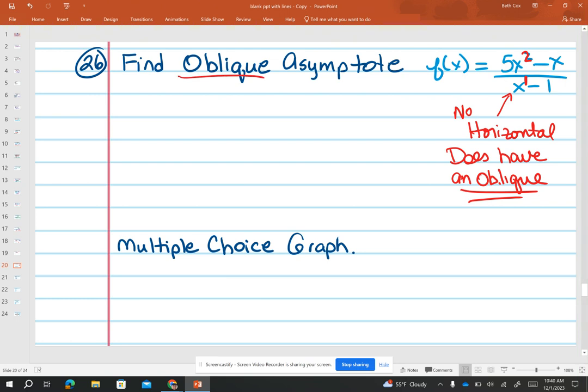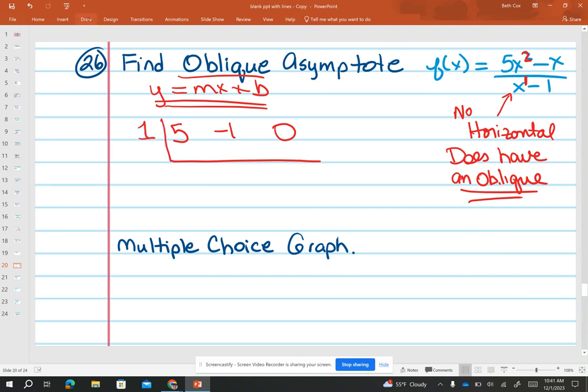We do synthetic division or long division, depending on the situation. We are going to do synthetic, because an oblique asymptote is a slanted line. A slanted line is going to look like y equals mx plus b. So let's do our synthetic division. 5, -1, 0. You forgot about that. And we're going to divide by +1. Forgot about that too, didn't you? So 1 times 5 is 5, and that gives us a 4, and that gives me a 4, and that gives me a 4.